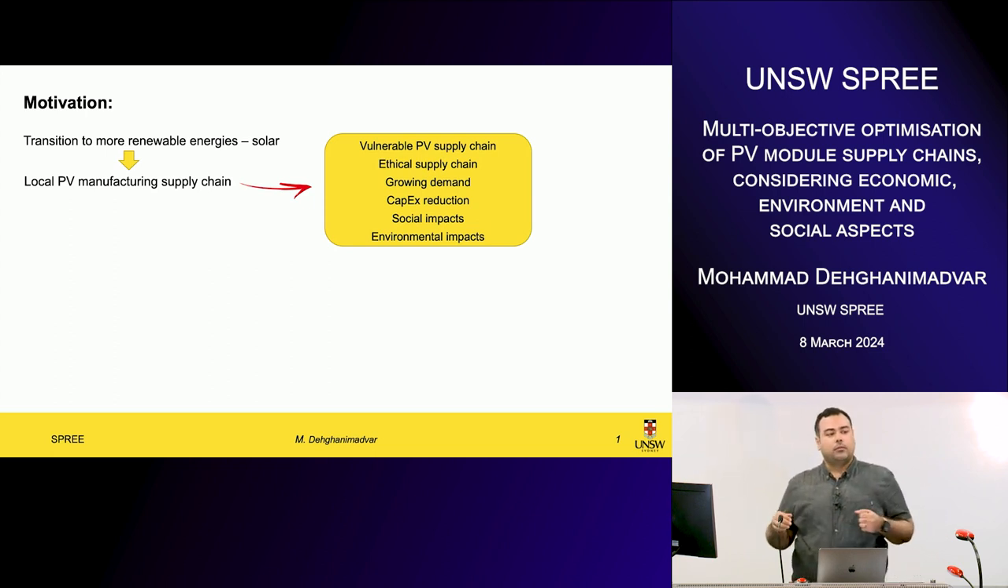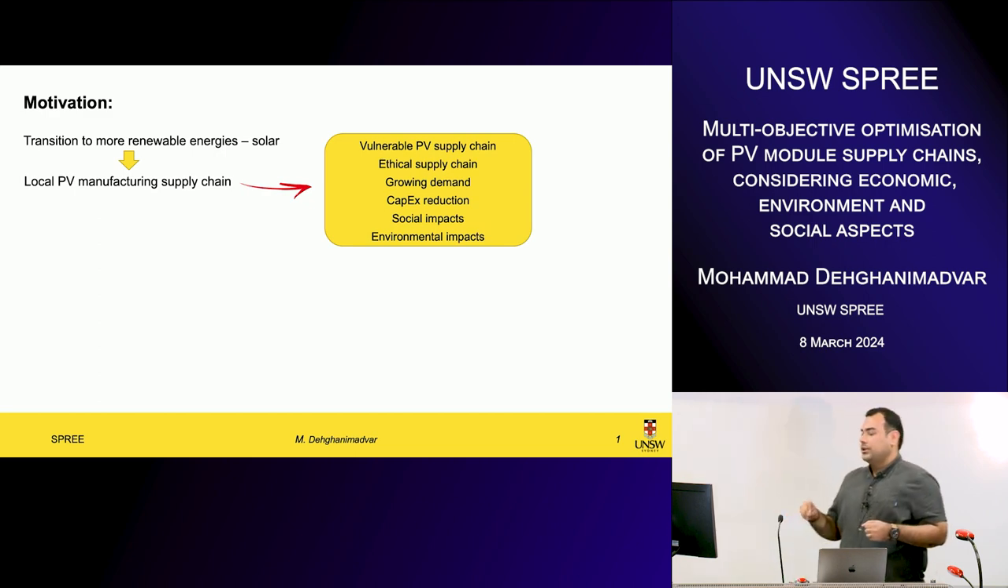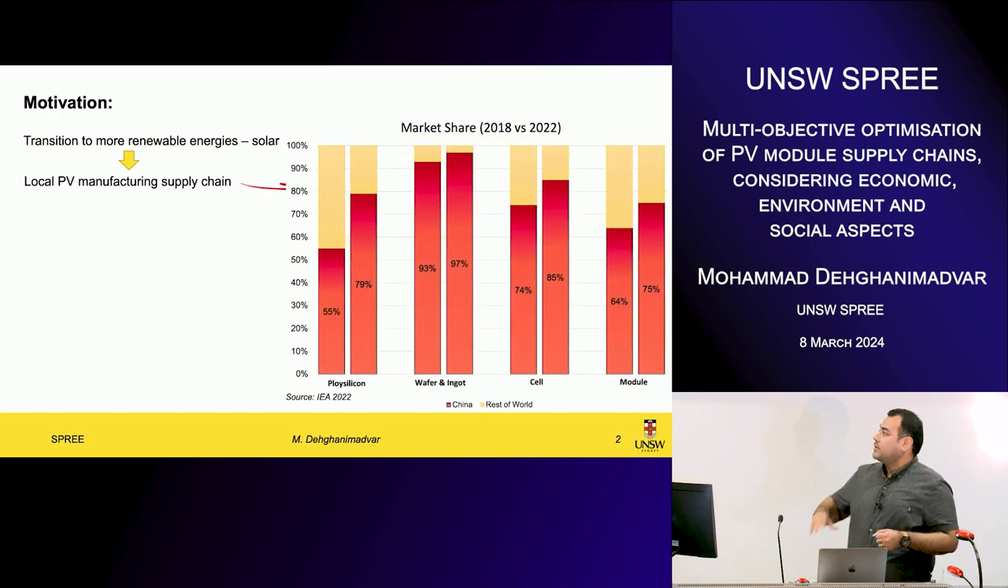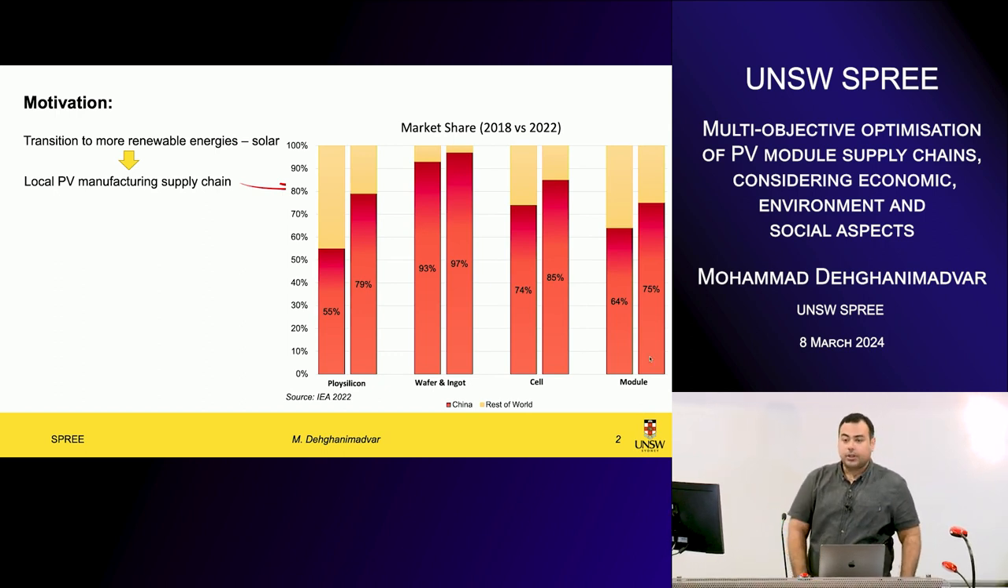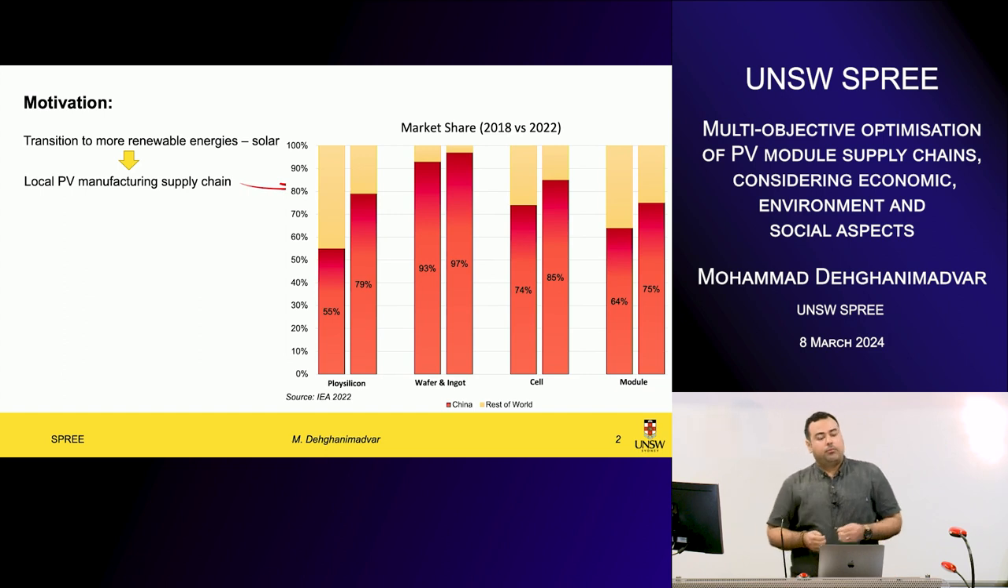There is a huge vulnerability in the current supply chain, which is heavily concentrated in Southeast Asia, specifically in China. As you can see in this figure, this is the market share of China in different segments of PV manufacturing in 2018 versus 2022. It is growing and continues to dominate the supply chain. This poses a risk and vulnerability, so we need to diversify the supply chain, because any disruption from a natural disaster or geopolitical tension can disrupt it.